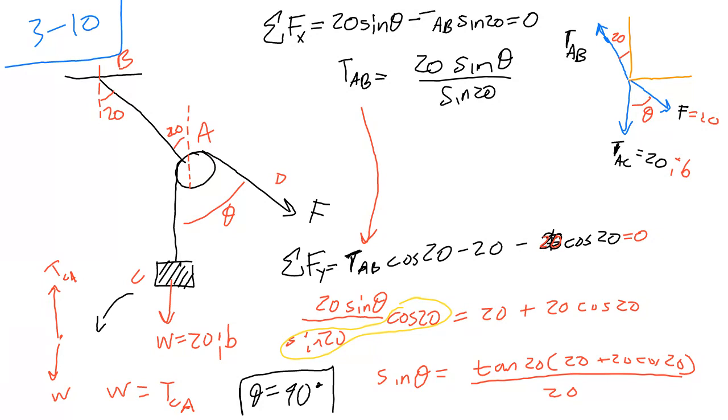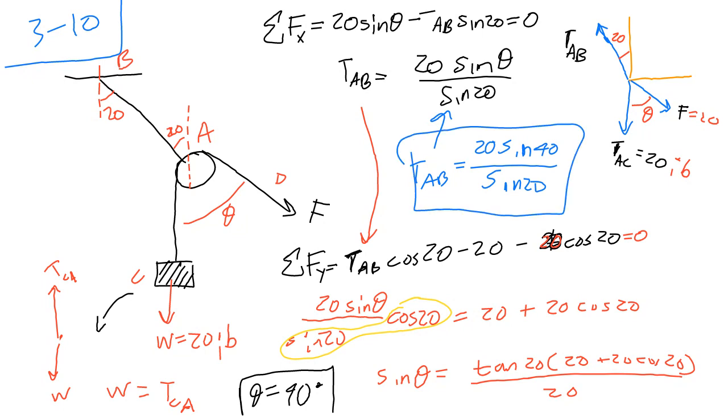So now I can take that angle and plug it in to solve for tension AB. I guess I can plug it in right here. So TAB equals 20 sine 40 over sine of 20. Okay, that gives us tension. All right, so I think that gets the point across as far as how these pulleys work. They basically have the same force, so it's always good to notice that when you have pulleys.